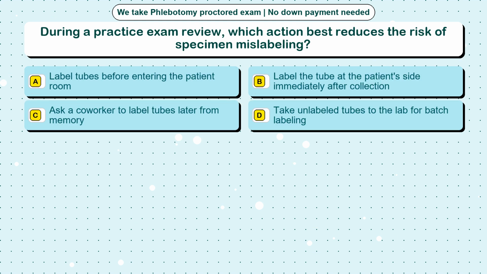Question 8. During a practice exam review, which action best reduces the risk of specimen mislabeling? Option A. Label tubes before entering the patient room. Option B. Label the tube at the patient's side immediately after collection. Option C. Ask a coworker to label tubes later from memory. Option D. Take unlabeled tubes to the lab for batch labeling.